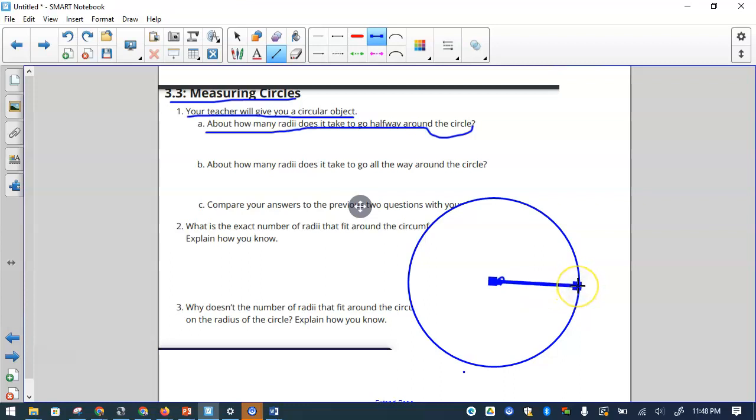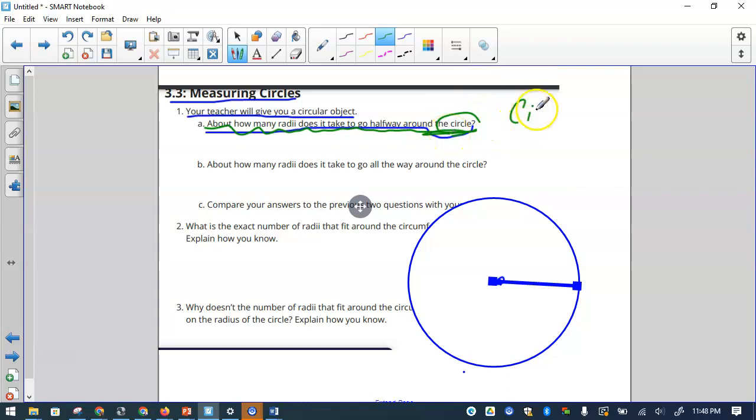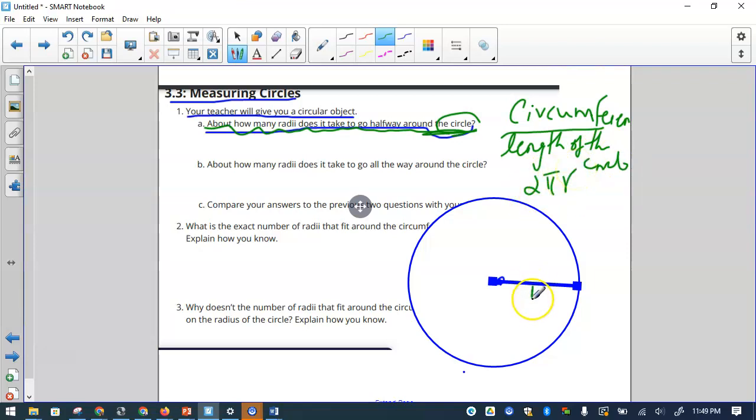This is 1, okay. So the question is asked, about how many radii does it take to go halfway around the circle? Now, all around the circle basically means circumference, right? Because, what is circumference? It's the length of the circle, which is 2 pi r. And in this case, if I take 1 here, this becomes 2 pi times 1, which is 2 pi. Now, 2 pi is all around here.